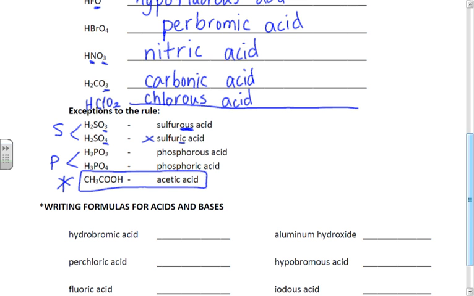But you do need to know on your own this last one. Acetic acid is the one that doesn't follow the rule of starting with hydrogen. The hydrogen is going to be here at the end instead. CH3COOH.